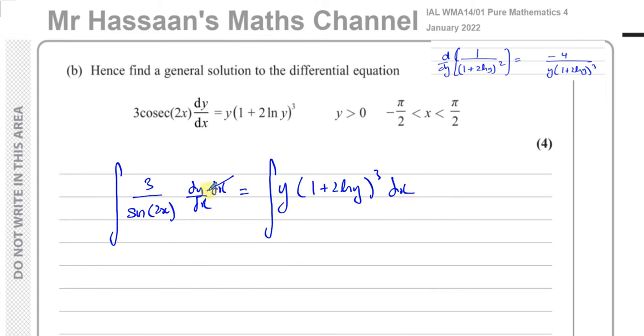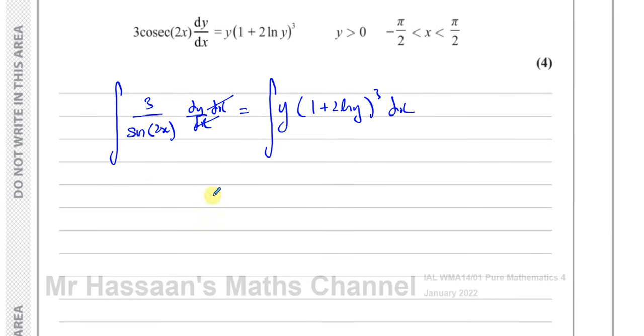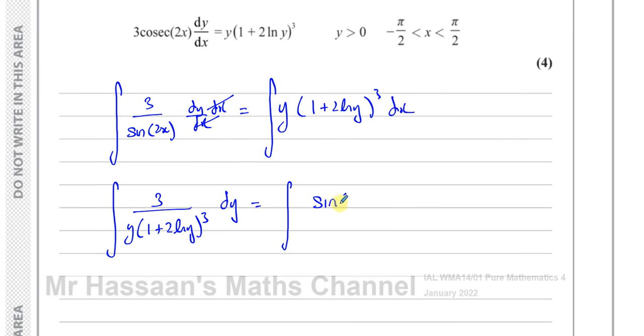Now the dx's cancel out over here, and I've got this differential equation where on the side that says dy, I should have all the y terms, and on the side that says dx, I need to have all the x terms. So I can do some rearranging here, and I'll write this as the integral of 3 over y times (1 plus 2 ln y) cubed, integrated with respect to y, equals, on this side, the integral of sine of 2x with respect to x.